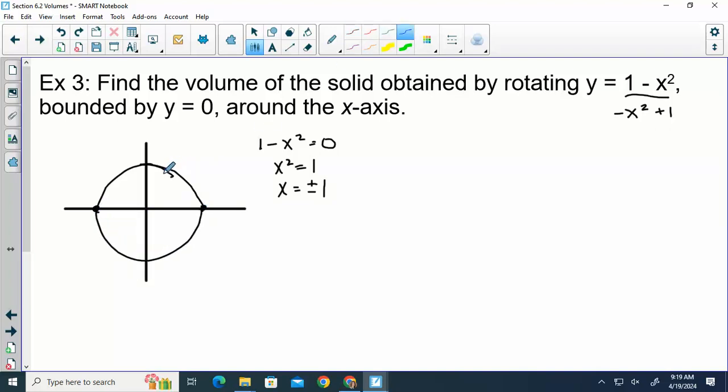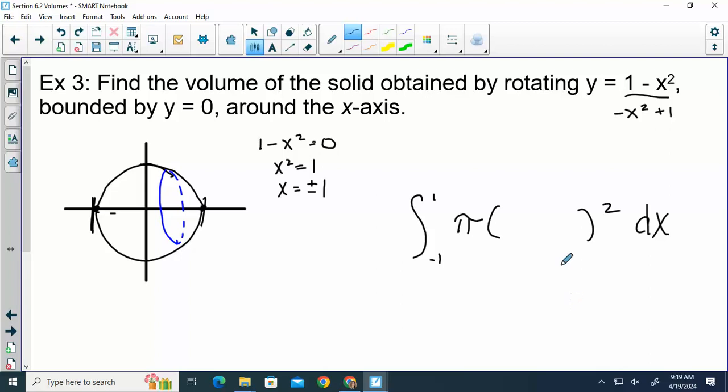Cross section would be measured right here. When we integrate, we're going to go from where to where? -1 to 1, because we have to start on one end and we have to do our cross sections all the way till we get to the other. We said we're integrating the area of a circle, so that's pi times the radius squared. So the big thing is finding out the radius.